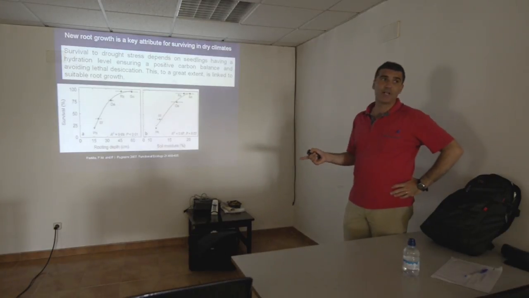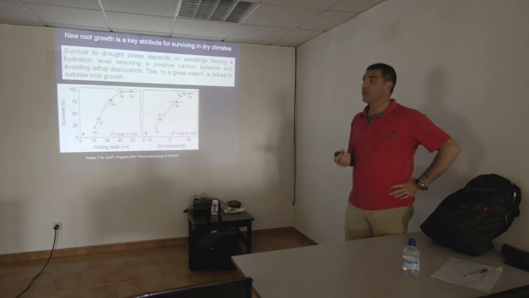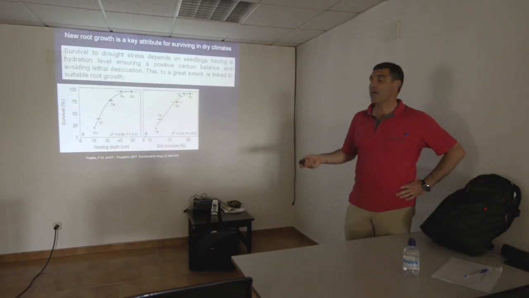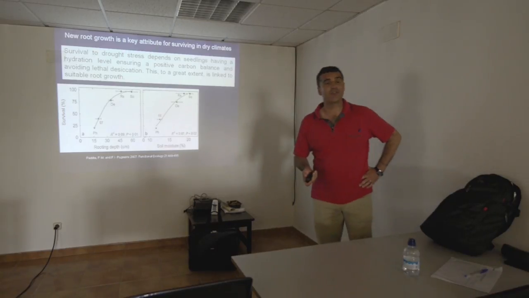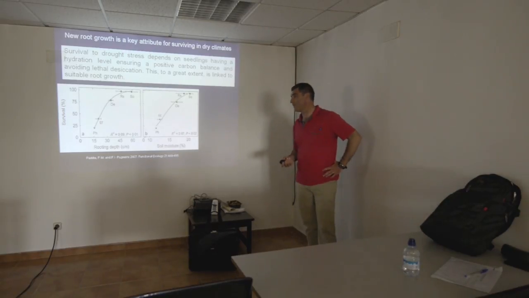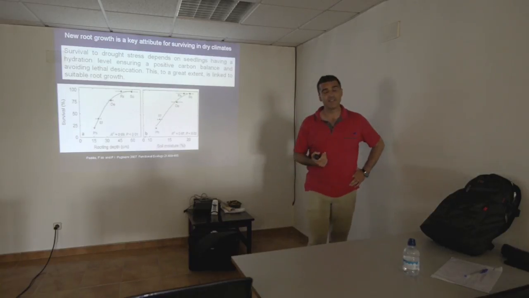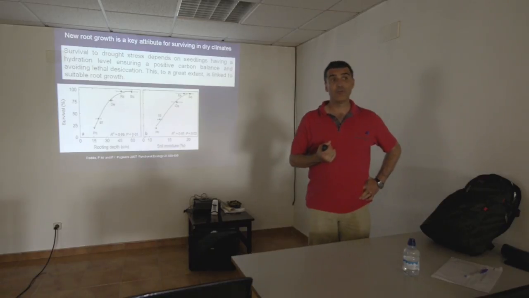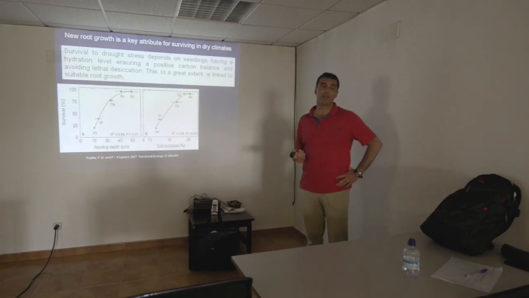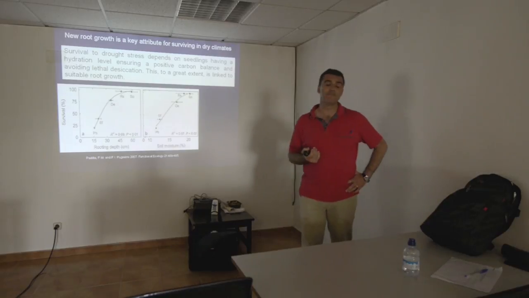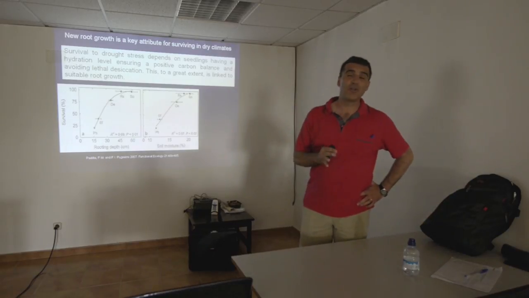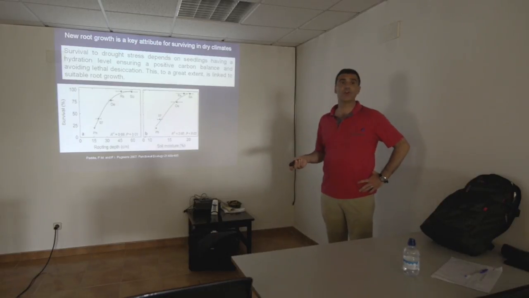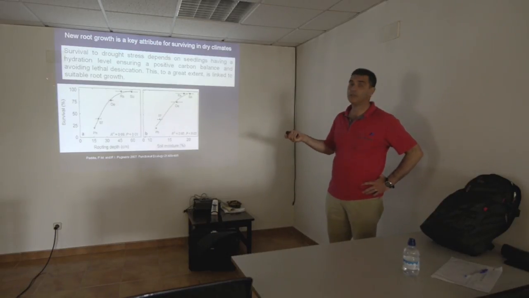This is a study that has been published in relation to the importance of rooting depth and survival in five Mediterranean species. This is a very nice experiment carried out in southeastern Spain, which is the driest part of Europe. The experiment was done in a place where precipitation is around 250 millimeters per year.